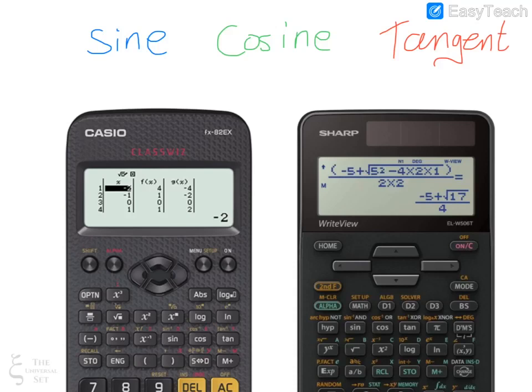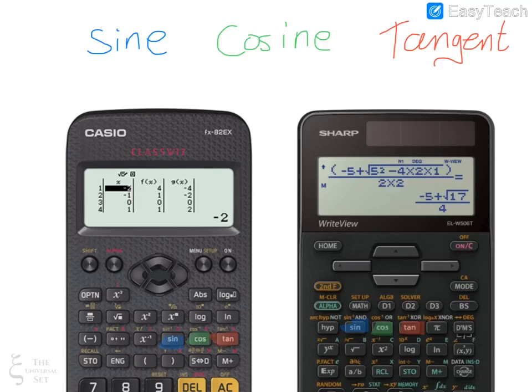And so the sine button will look like this on your Casio calculator, or this on your Sharp calculator. So this one is our sine function. And then you can probably spot the other ones. Cosine is this one here, and tangent is this one here. And we normally abbreviate those to sin, cos, and tan.